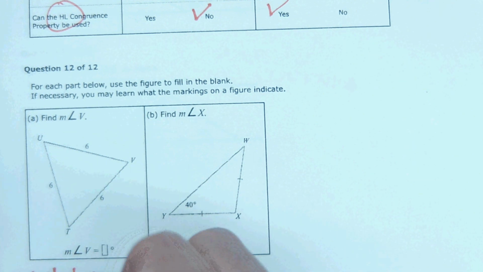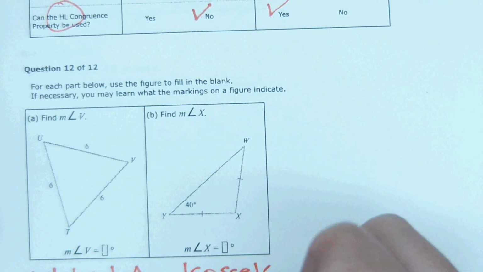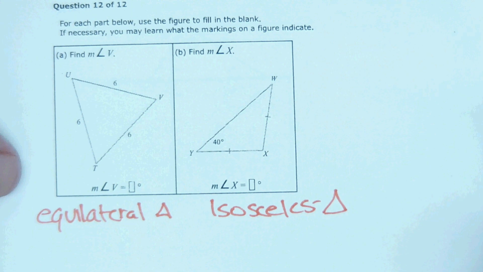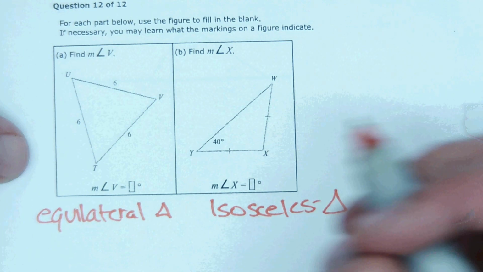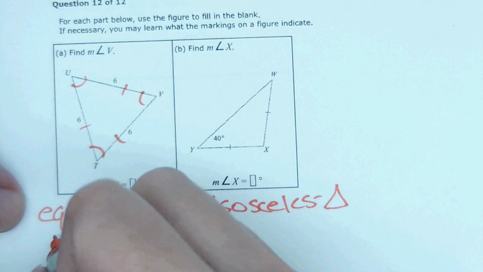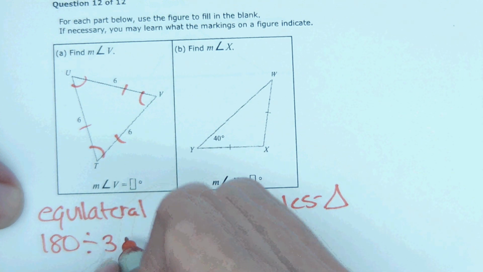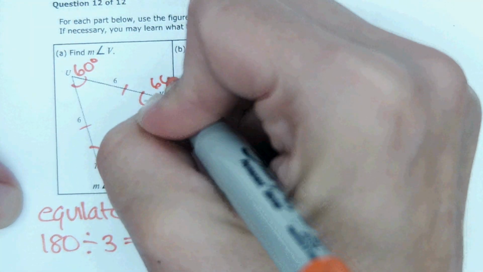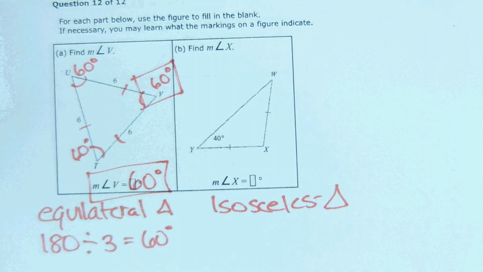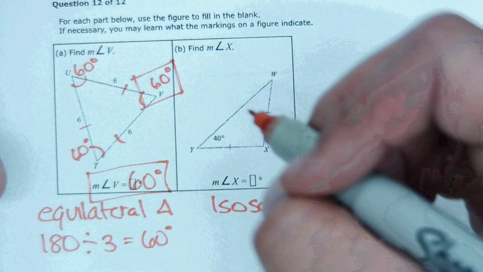Last but not least, this one is all about equilateral triangles and isosceles triangles. Oh, sorry, I didn't realize you couldn't see that here. Equilateral and isosceles. And it says to find the angle measure of V. Well, with an equilateral triangle where all the sides are the same, all the angles are then the same. So to find the angle measure of an equilateral triangle, you take 180 degrees divided by 3 and you get 60 degrees. So all of these angles are 60 degrees. It's specifically asking for angle V, and so that would be 60 degrees.